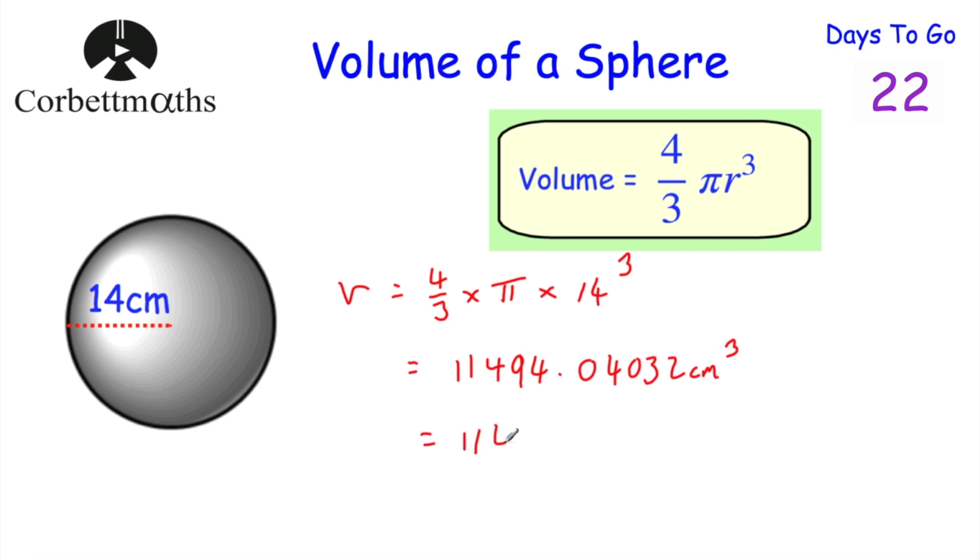That'll be 11,494.04 centimeters cubed to 2 decimal places, and that's it. And if you got that, well done. So that's how we find the volume of that sphere. Okay, let's have a look at another question.